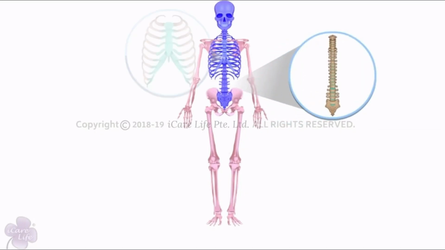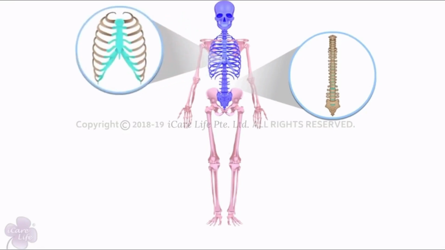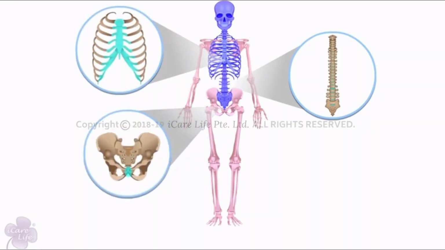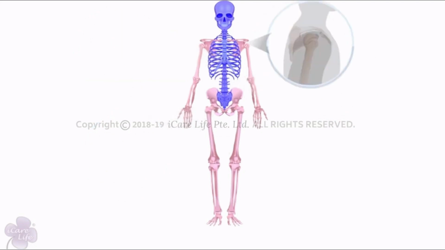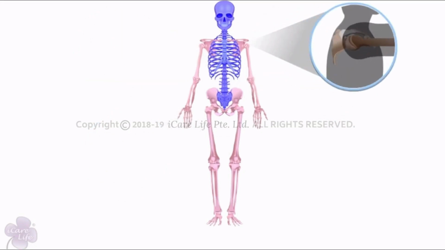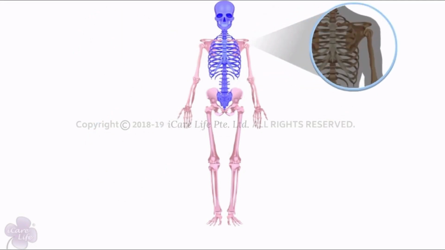Slightly movable joints only allow a little movement. The joints in the backbone, between the sternum and ribs, and between the pubic bones are slightly movable. Freely movable or synovial joints move in many directions. The neck, shoulders, elbows, wrists, hip, knees, and ankles have free mobility.